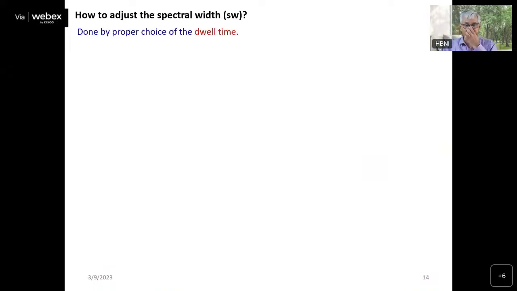Now we'll see the spectral width, as I told you. How do you decide that? It's very important. This is one parameter where, if you fix the spectral width, many parameters will be automatically fixed. That is done by proper choice of dwell time. Now let us see what dwell time is.